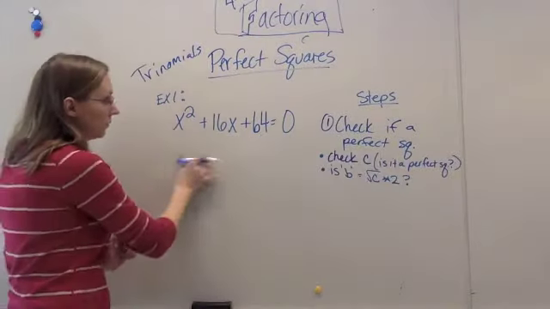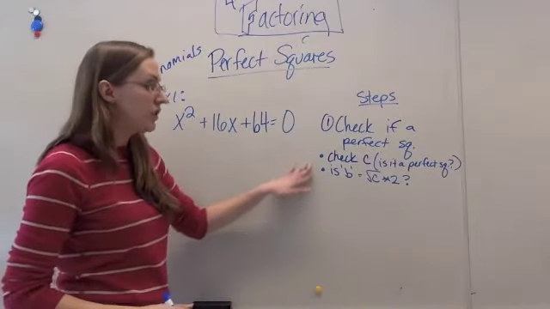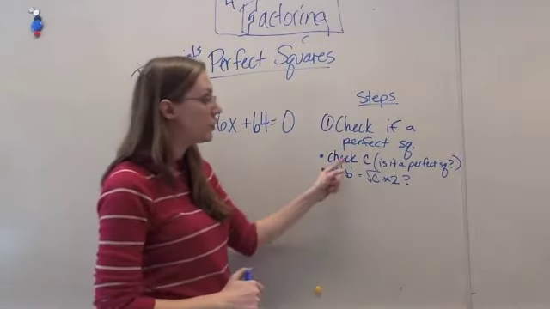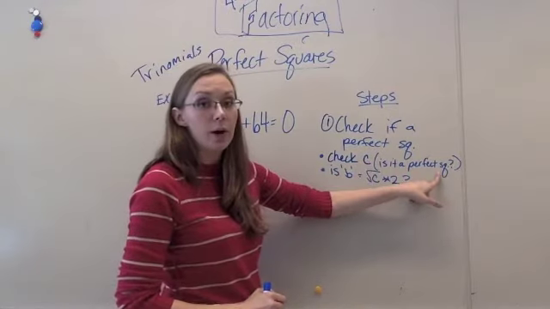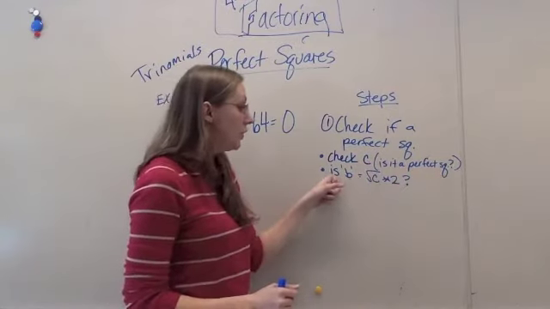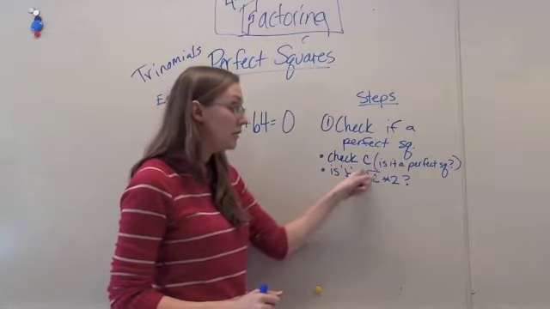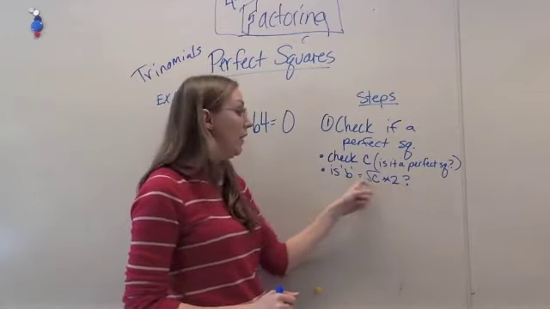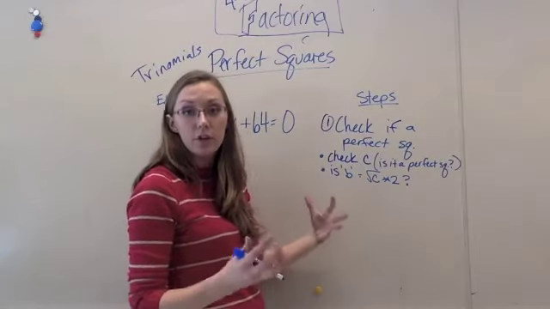Okay? So I just summarized those steps over here so that you could write those down. The 2 things you want to look for is to check C. Is it a perfect square? If your answer is yes, you're going to check B. You're going to find the square root of c, multiply it by 2, and then if that is equal to b, then you're good to go.